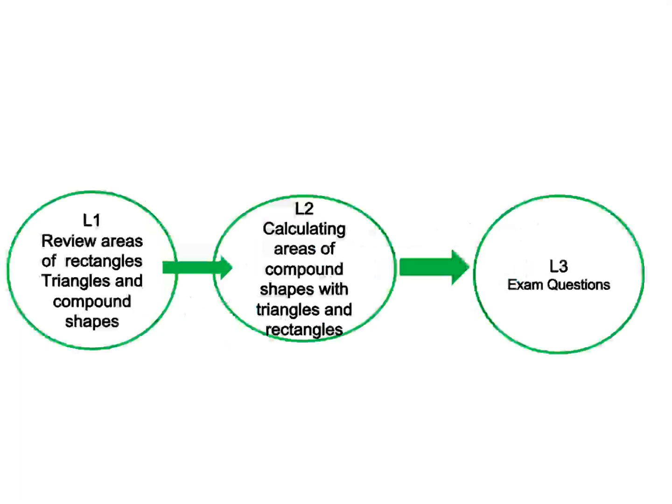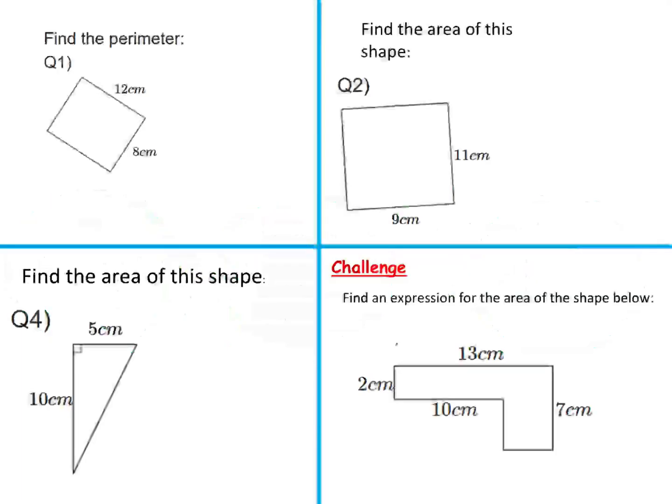Right, so let's look at our learning objectives today. Learning objective number 1, we'll be reviewing the work that we did last week on rectangles and triangles. Lesson objective number 2 would be calculating areas of compound shapes, but these ones will include triangles and rectangles. And learning objective number 3 is looking at some exam questions on it, okay? So, let us start, okay?